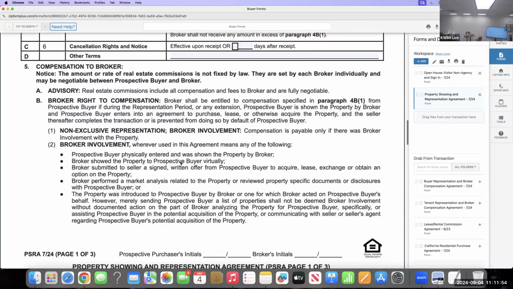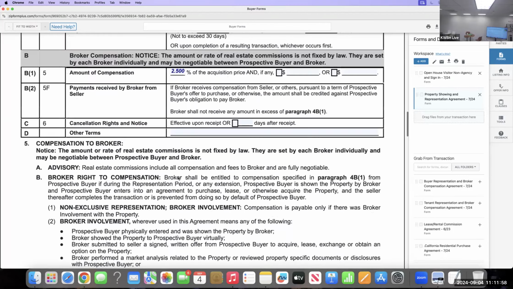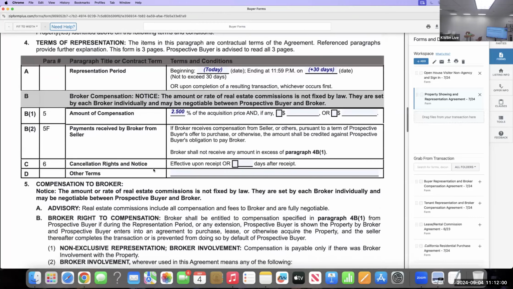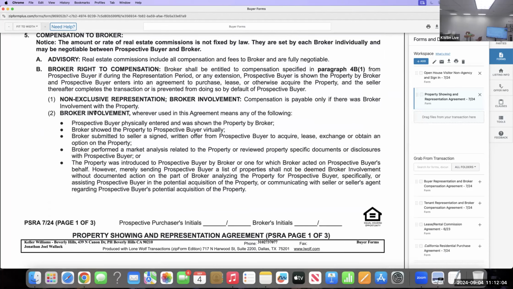You call this Mama Bear, right? This is the Mama Bear, it's non-exclusive. So it's only good for 30 days and it's non-exclusive. So why would I have anyone sign a non-exclusive? Because it does protect me if there's broker involvement.